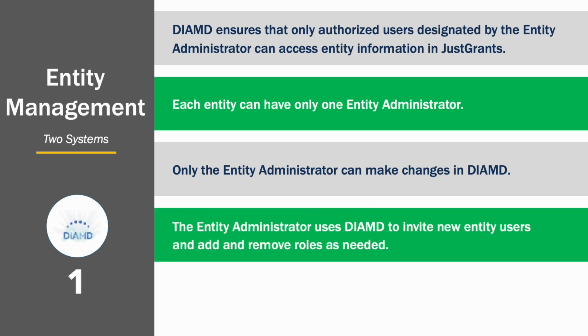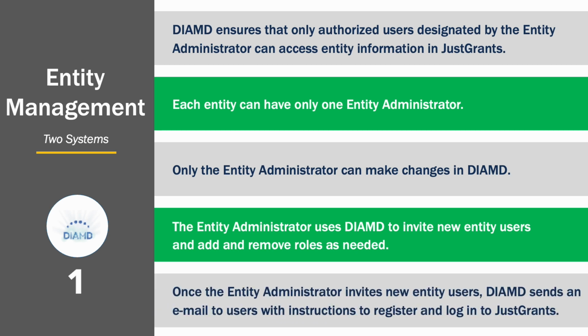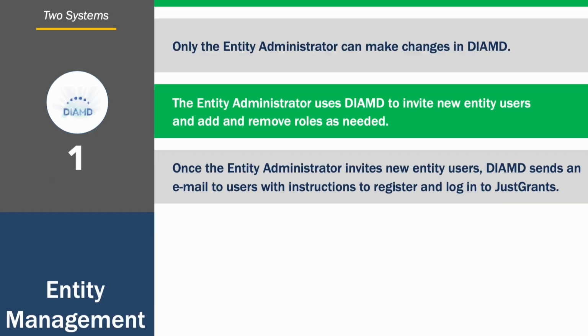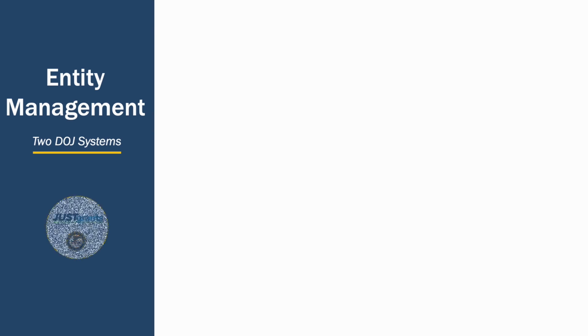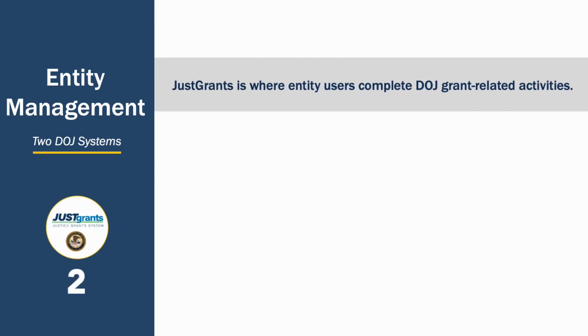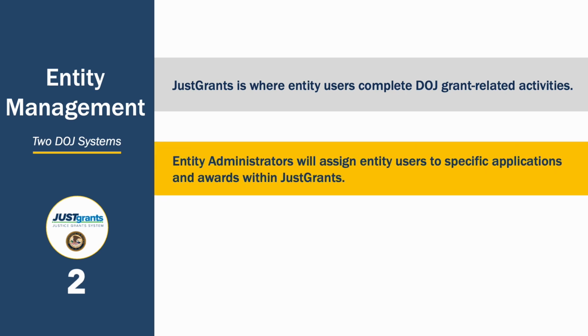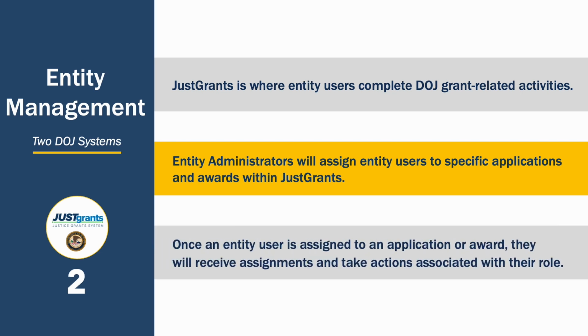The entity administrator uses Diamond to invite new entity users and add and remove roles as needed. Once the entity administrator invites new entity users, Diamond sends an email to those users with instructions to register and log into JustGrants. The second system is JustGrants, and JustGrants is where entity users complete DOJ grant-related activities. Entity administrators assign entity users to specific applications and awards using JustGrants. And once an entity user is assigned to an application or award, they will receive assignments and take actions associated with their assigned role or roles.